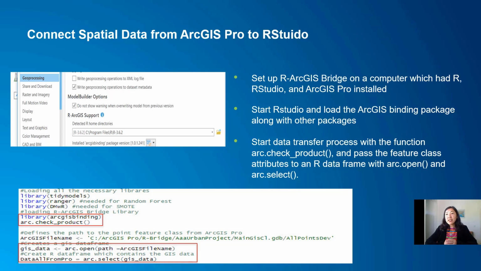That's when our ArcGIS Bridge came into play. We set up the R ArcGIS Bridge on a computer which had R, RStudio, and ArcGIS Pro installed. Then we started RStudio and loaded the ArcGIS binding package in RStudio. This binds the RStudio session to the ArcGIS Pro installation. To pass the feature class attributes to an R data frame, the function arc.open was run with the name of the feature class and its full path to connect the feature class to an R variable. Then arc.select was used to pass the feature class attributes to the R data frame.